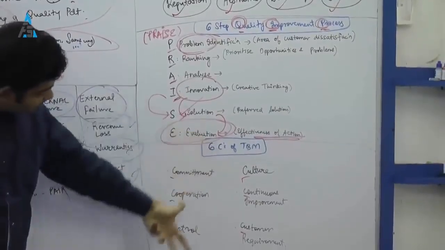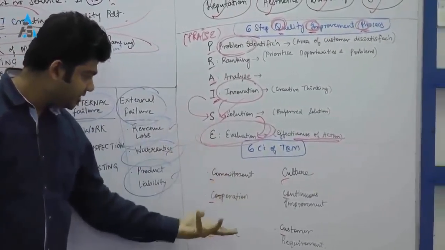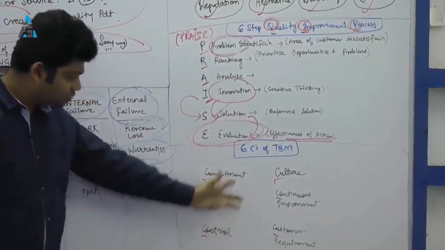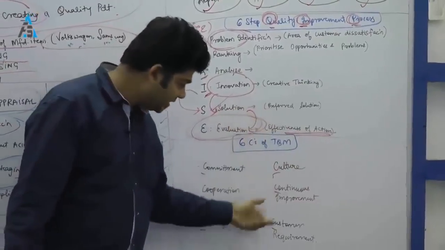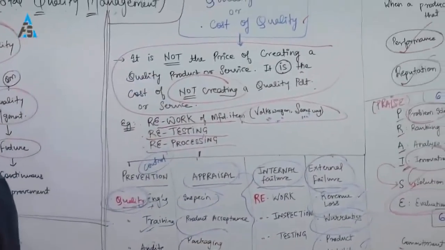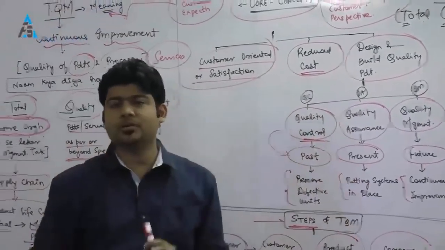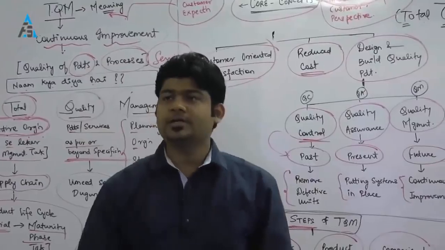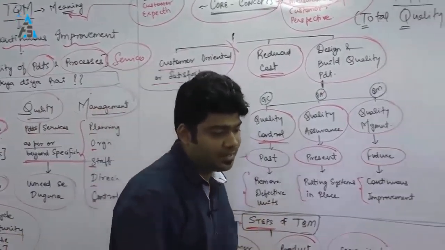So what is the commitment that the product is given? How cooperative is the company in terms of product issues, control, what is the culture, whether continuous improvement is there or not, and whether it is adhering to the customer requirement. So this is the first phase of TQM. Some more aspects are left, and we will have covered almost all the theory that can be asked in your examinations in terms of your PM, past papers, and your module.